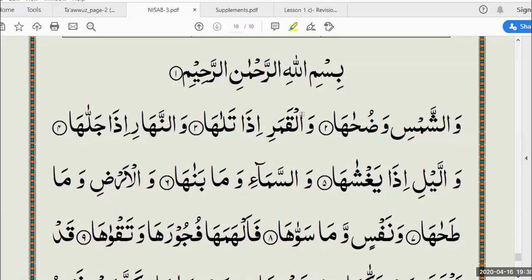L307. Okay. L307, Assalamu alaikum. Ji, Assalamu alaikum.